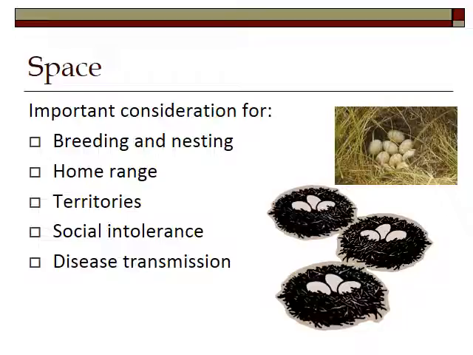Some animals defend territories. That would be a space requirement. Some animals are just intolerant of other animals in their space. They've got some personal or social intolerance for animals that are in any closer than they want them to be. And then the other aspect of space is that the less space is available, you might have some issues with disease transmission. So those are all aspects of a habitat that are influenced by the amount of space available.